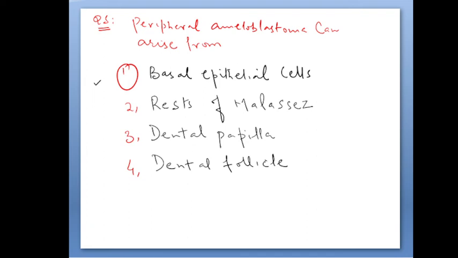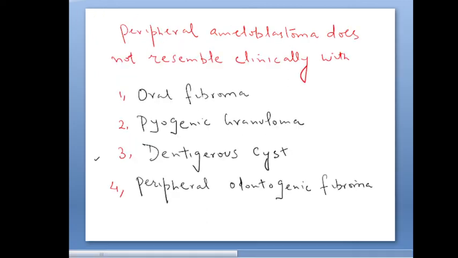So this was brief about peripheral ameloblastoma. Now certain multiple choice questions. Peripheral ameloblastoma can arise from, an important point in the pathogenesis of peripheral ameloblastoma is they can arise from basal epithelial cells. They don't arise from rests of Malassez; radicular cysts arise from those. And they don't arise from dental papilla or dental follicle, because mixed odontogenic tumors or mesenchymal odontogenic tumors arise from dental papilla or dental follicle. So option number E is the correct one.